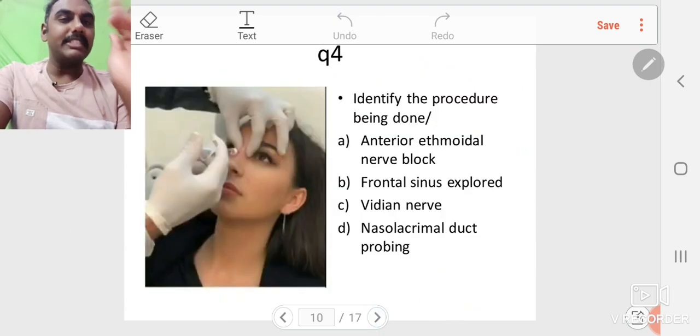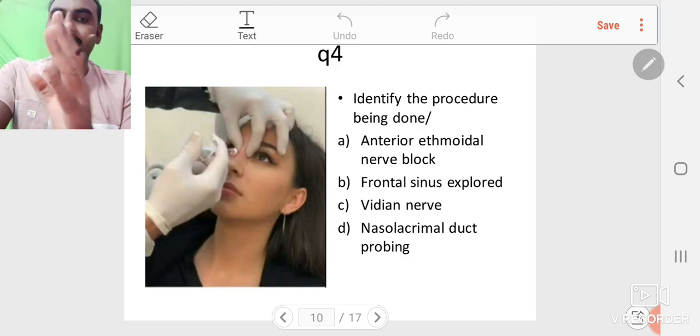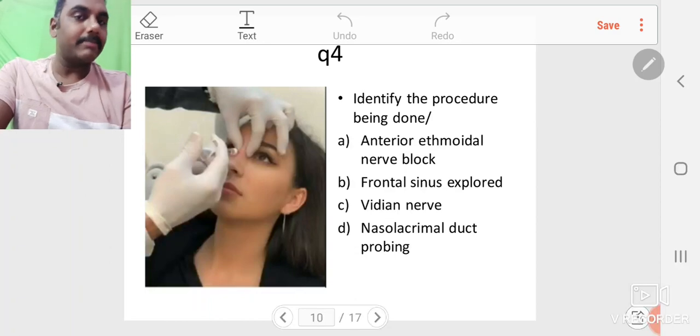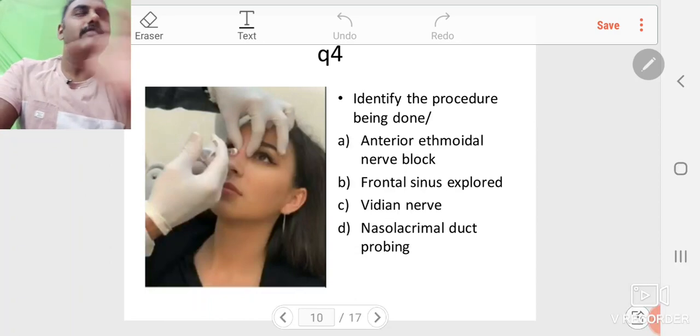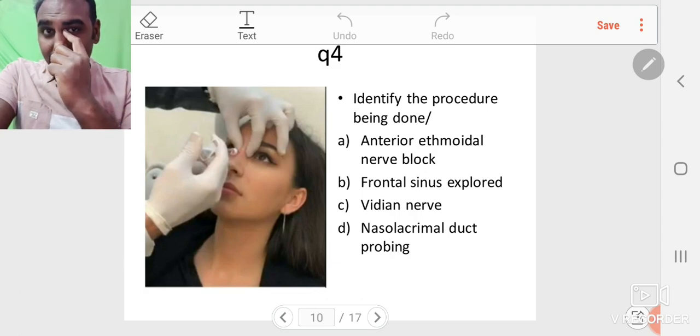Okay. This was something tricky. They put a picture like this, it is not the exact picture, I am not sure this is the exact picture they asked. There was a picture which showed some injection or irrigation given between the medial canthus area and the nose, around this area. Exactly.